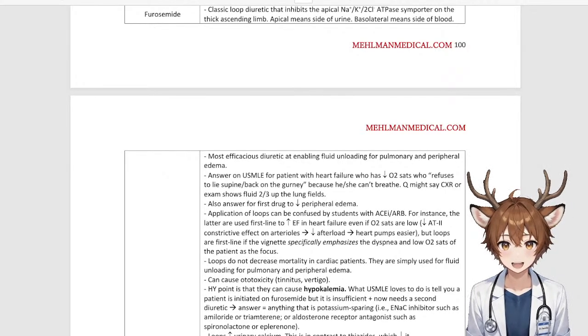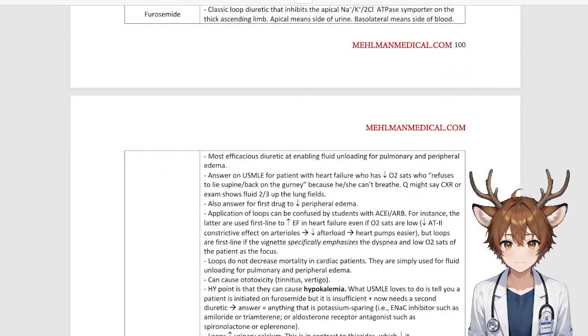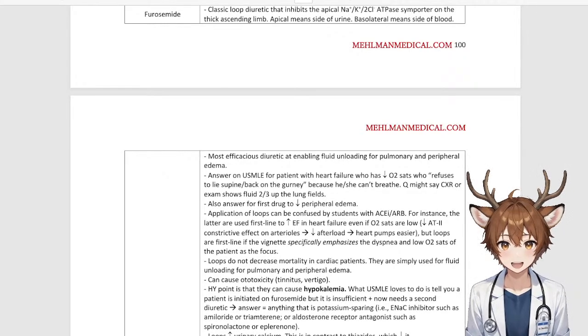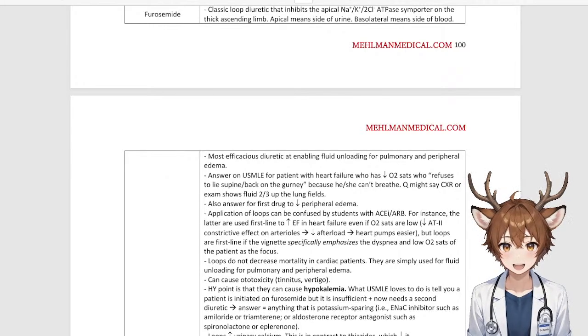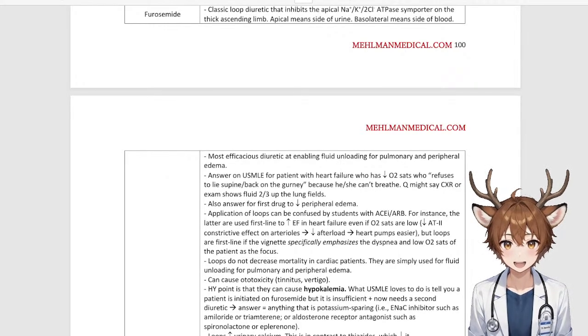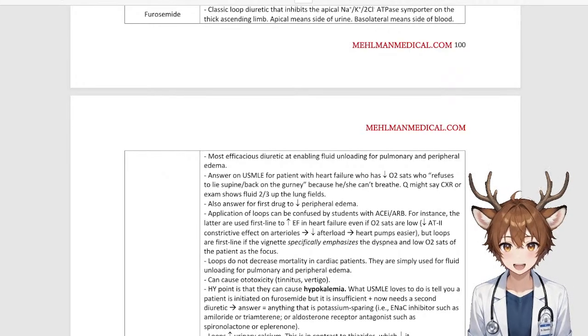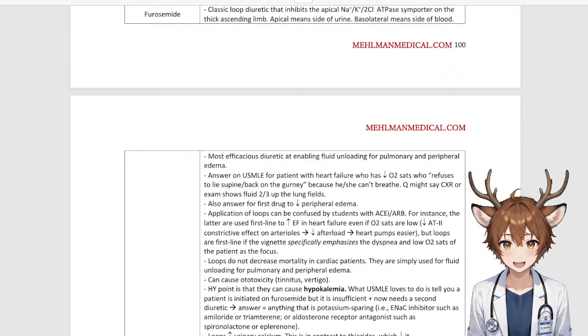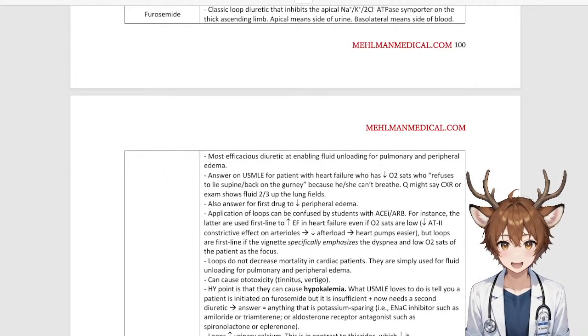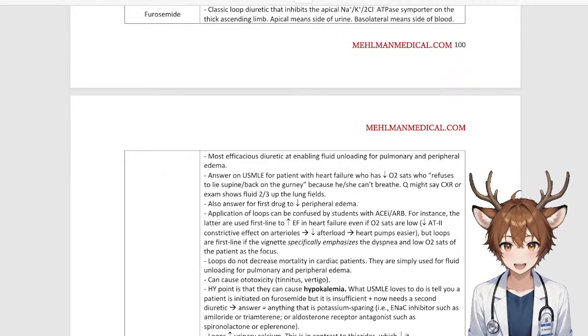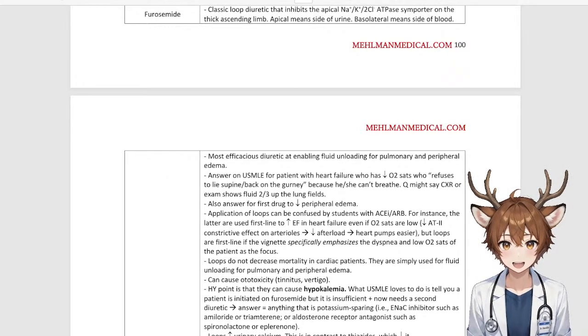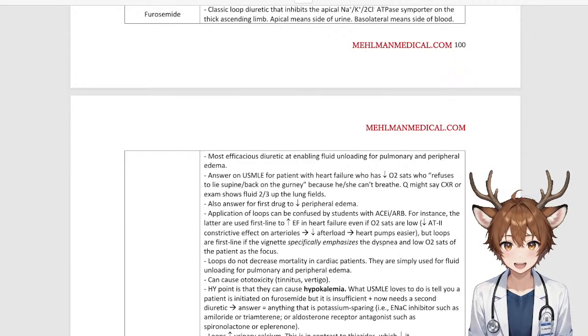Most efficacious diuretic at enabling fluid unloading for pulmonary and peripheral edema. Answer on the USMLE for a patient with heart failure who has a decrease in oxygen saturation and refuses to lie supine on the gurney because he or she cannot breathe. The question might say chest x-ray or exam shows fluid two-thirds up the lung fields. Okay. Also the answer for the first drug to decrease peripheral edema.